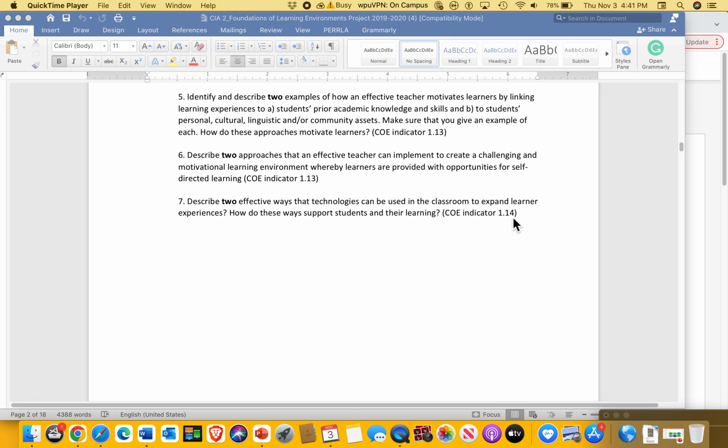So you have a lot of leeway with this one. Two effective ways that you've used technology to support whatever it is that you're teaching. And you can push the boat out on this one. Really, if you're using something that's really outstanding, really interesting and different, by all means, talk about that. Two things. Effective ways that technology can be used.